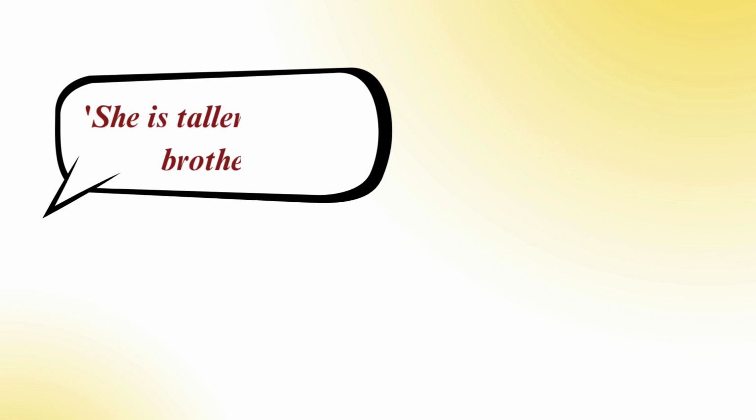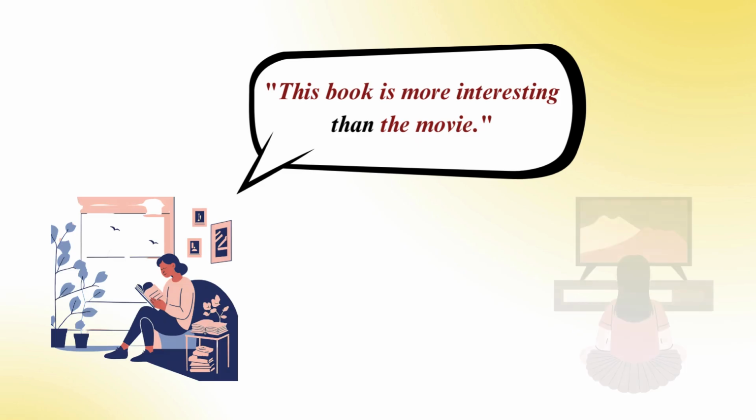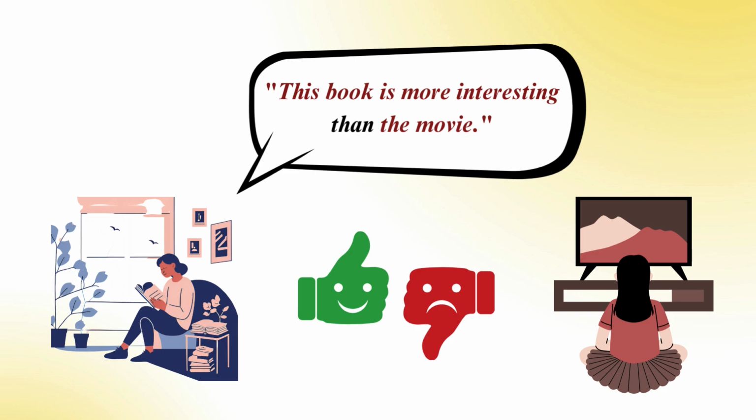For example, she is taller than her brother. Here, than is comparing height. It's not about time or sequence, it's showing a difference between two things. Or, this book is more interesting than the movie. Here, than is used to make a comparison between the book and the movie.